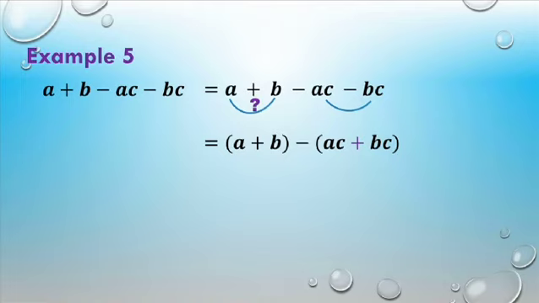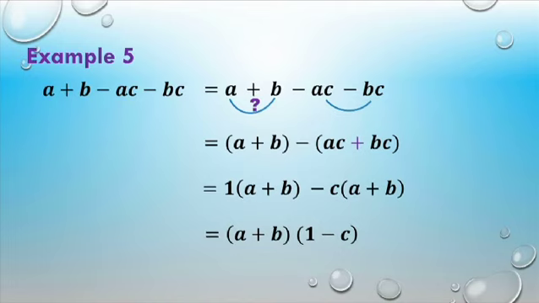Okay, minus ac plus bc. So here again, the sign is changing because of a minus in front of a bracket. So I have 1 into a plus b minus, for the second pair of brackets, we have c common, so we have a plus b inside. And a plus b is common to both terms. So we have a plus b into 1 minus c.